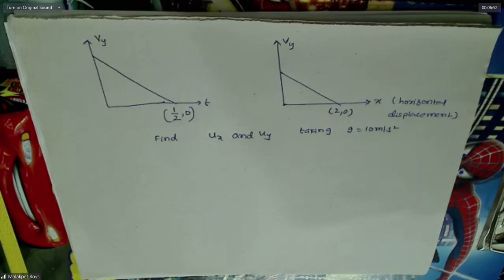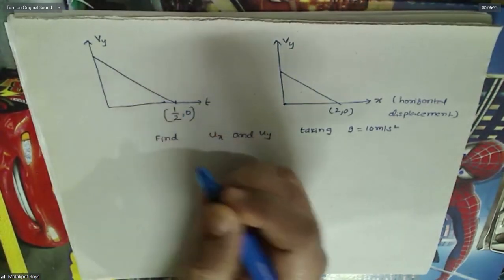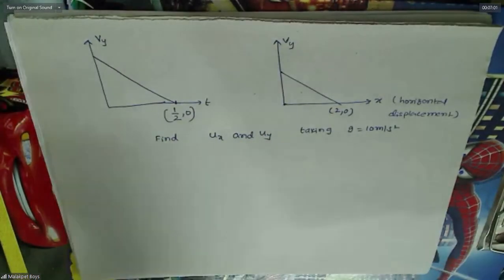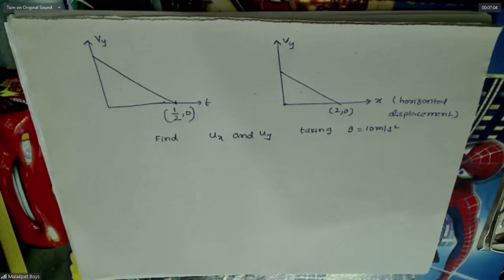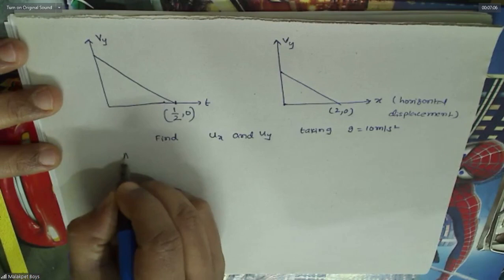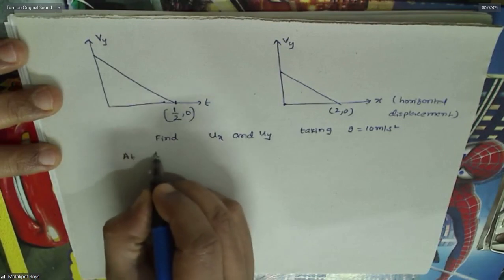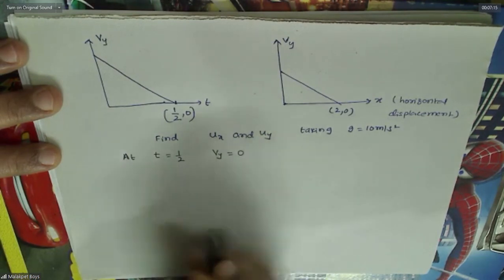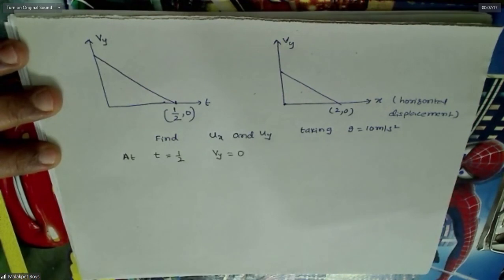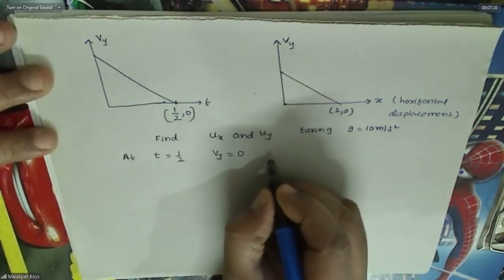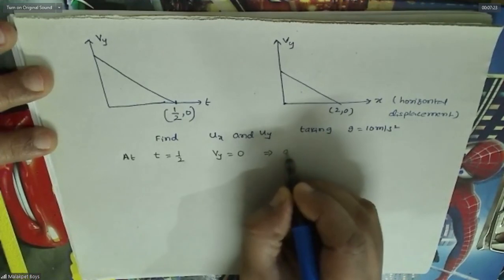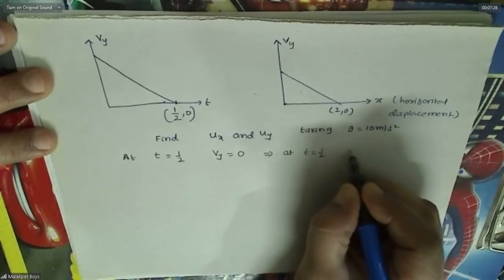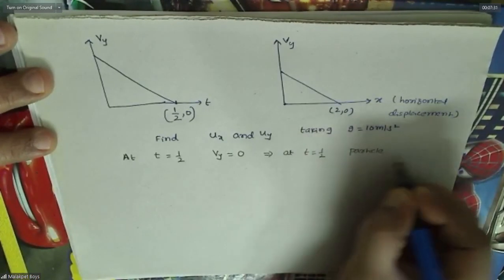Now, if you observe this graph clearly, first graph we'll see. From the first graph, at t equals 1 by 2, what is Vy? 0, no? That means, what does it imply? Velocity along y component is 0. Where is the particle? Particle is at the highest point. Yes, sir.